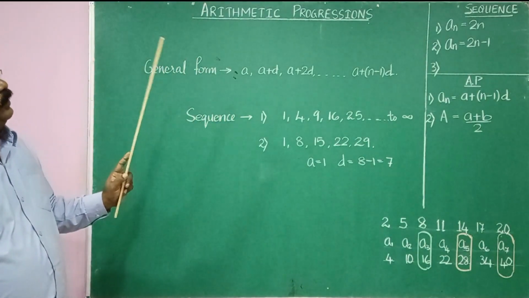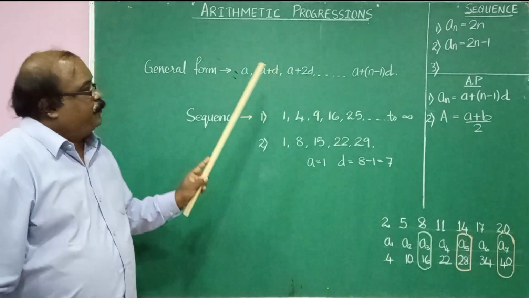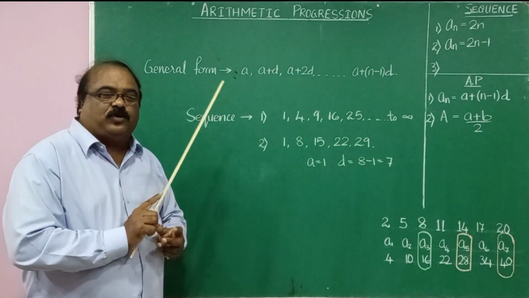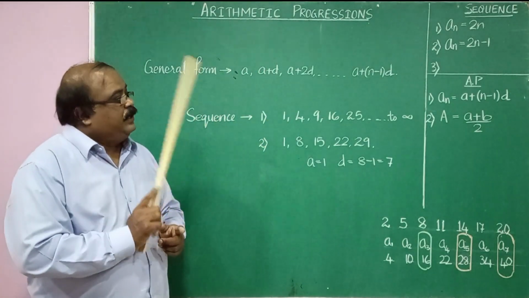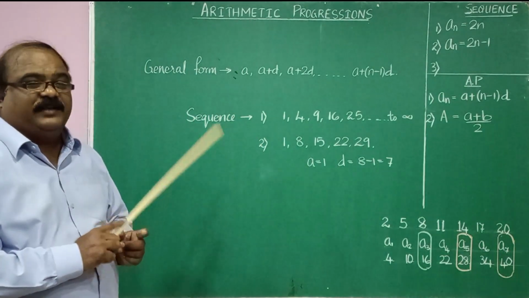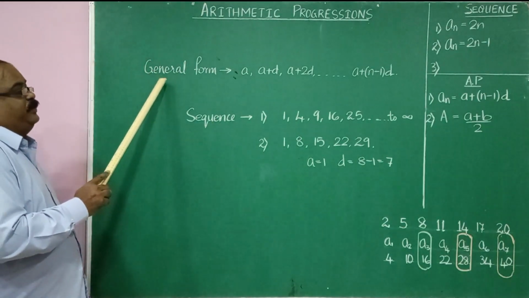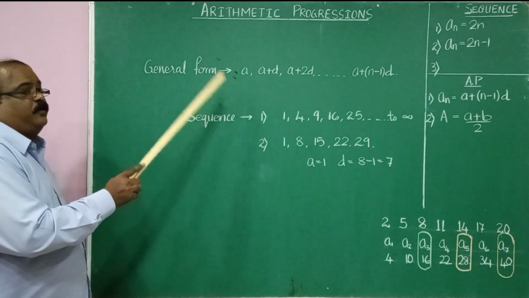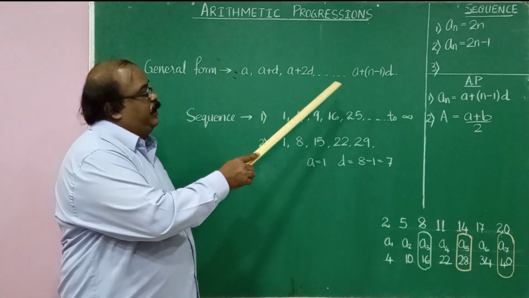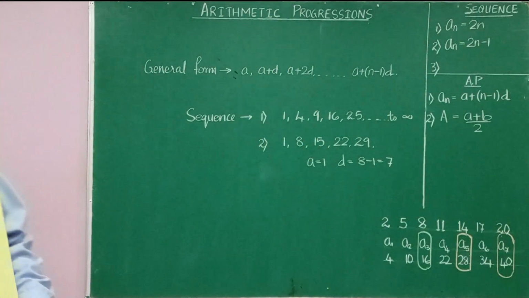Then I gave you the definition of arithmetic progression. As you know, an arithmetic progression is a sequence of numbers in which the difference between any two consecutive terms is a constant. That constant difference is called the common difference and is denoted by the letter D. Then we went to the general form. The general form of an AP, as you know, is a, a plus d, a plus 2d, and so on till a plus (n minus 1) into d.